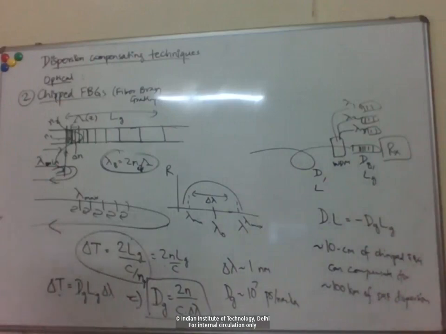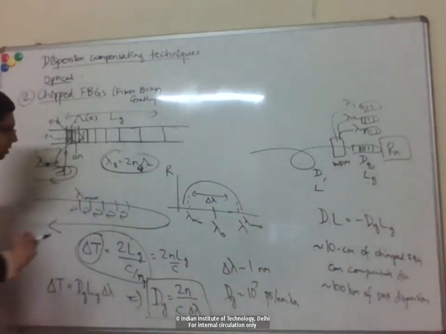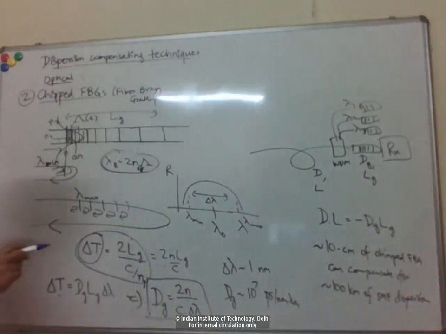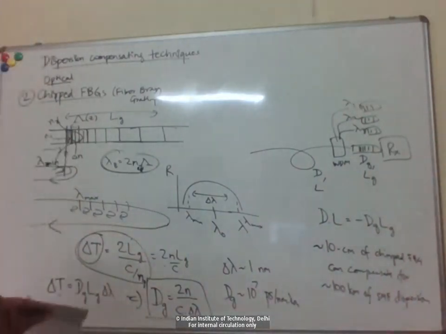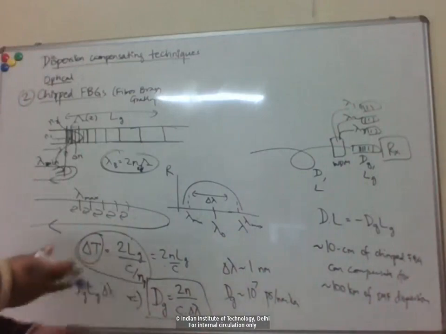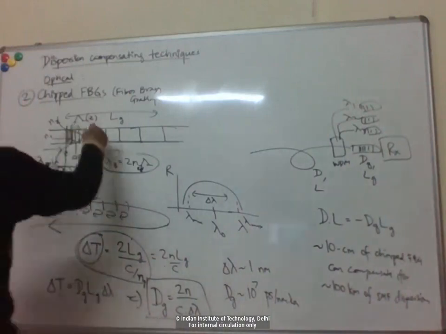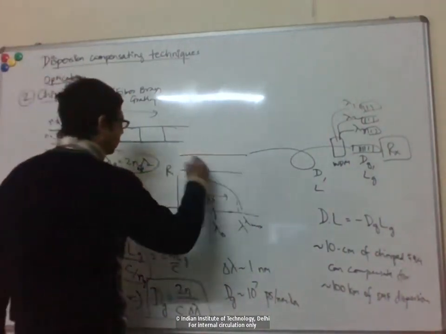Why are we periodically increasing the spacing between the gratings? Because we want to introduce a delay between the different wavelengths. Dispersion is basically different wavelengths traveling at different velocities, which leads to a delay, and we want to compensate for that. If you have a constant grating, even then you'll have some.